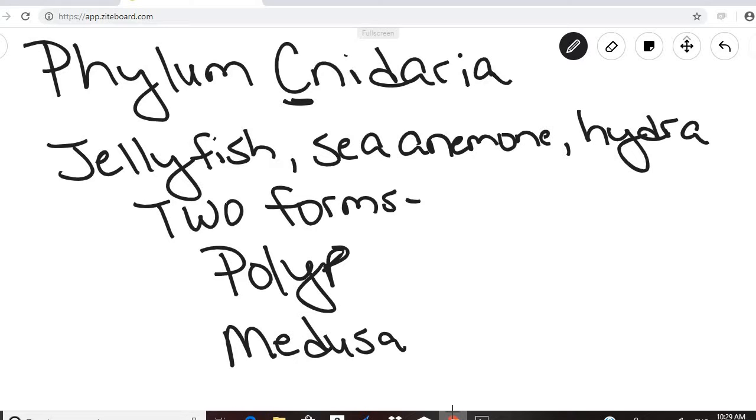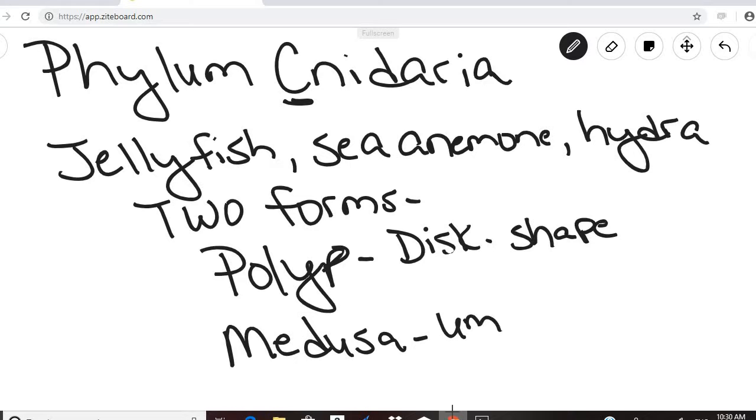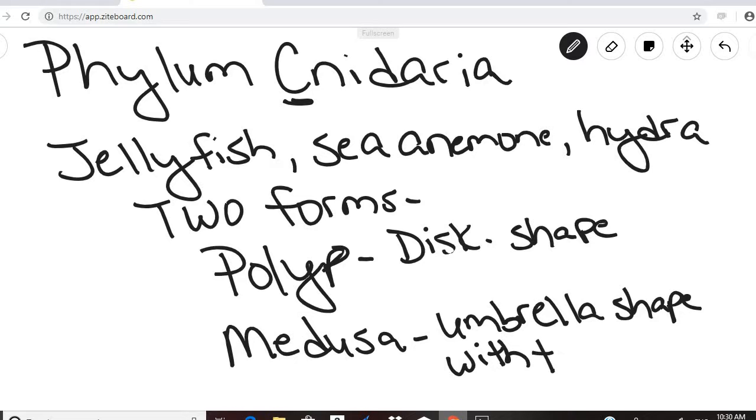So the polyp form, usually the polyp form is like a more disc-shaped form, and it can still have tentacles, but it's more of a disc shape. And then the medusa is more like an umbrella shape with tentacles. Typically the form of a jellyfish that we think of would be the medusa form. And another one I haven't mentioned, the polyp form of this would be coral. But we'll see in a bit that the jellyfish actually go through a polyp form and a medusa form.